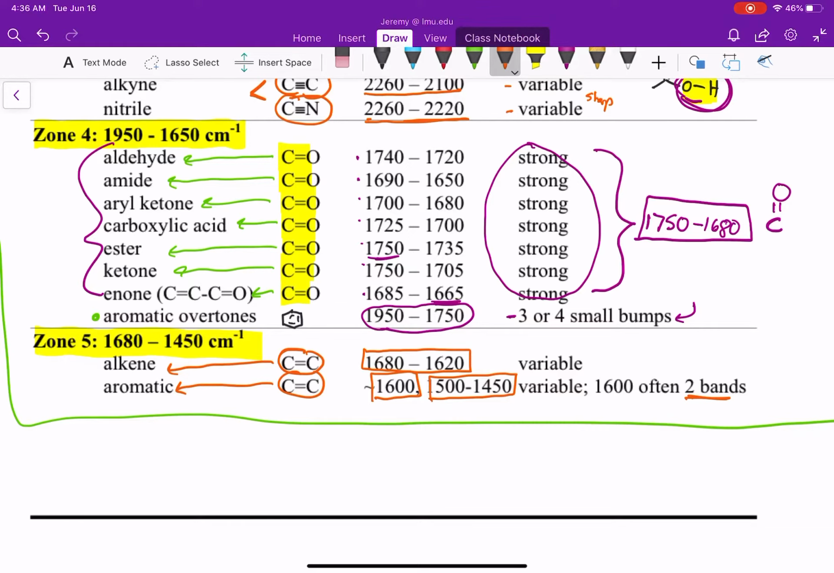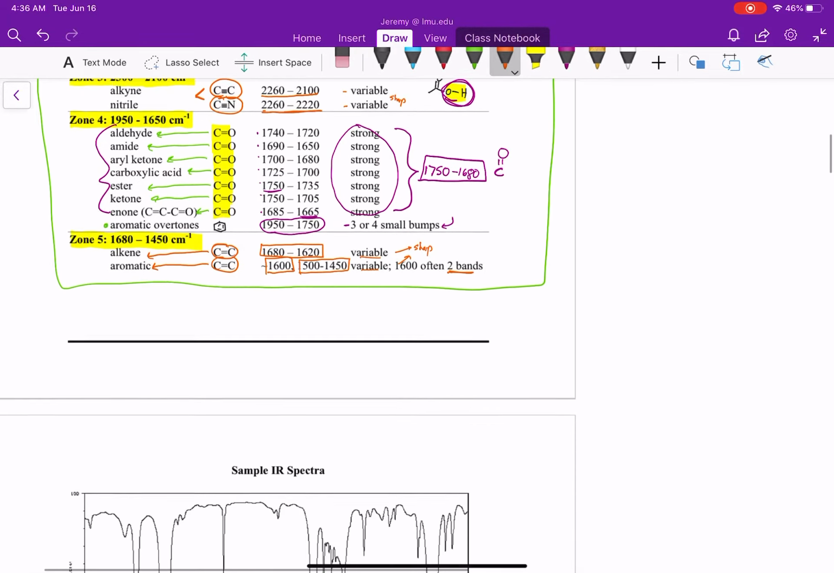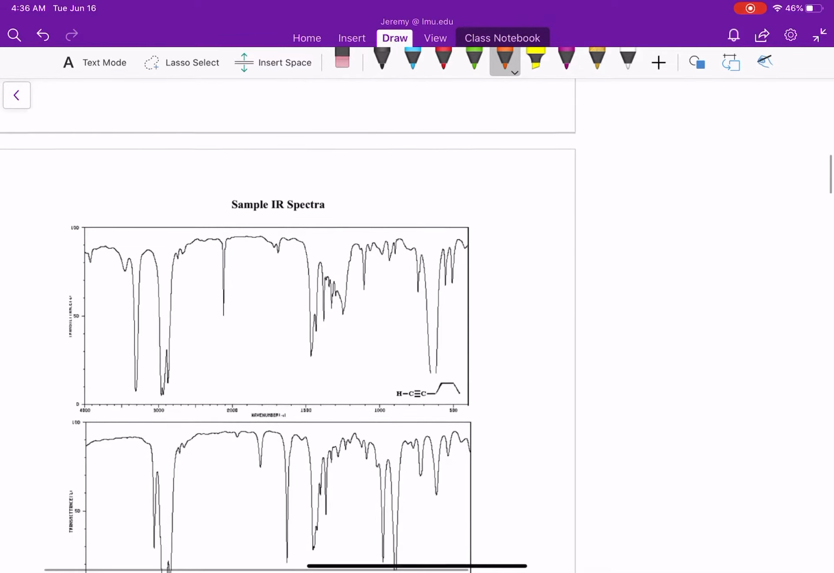And again, these peaks are generally going to be sharp, okay? And they can be of variable absorbance. So they can be short or long, small or large, but they will definitely be sharp. All right? So these are the main zones that we need to look at and know. What I want to do now is just show you examples of what these actually look like.